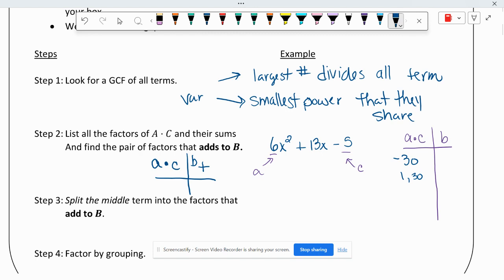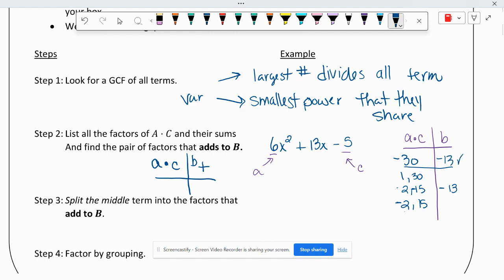I'm just going to list all the positive factors, and then we can decide which one needs to be negative. So 1 times 30 is 30, but when I add those together, I get 31, right? That's not going to work, because I'm looking for a sum of 13. What are some other factors? What about 2 and 15? If I take a positive 2 and a negative 15, what's that going to sum up to? Negative 13. So I really need to take a negative 2 and a positive 15. These two multiplied together give me the negative 30, and when I add them, I get the 13 that I'm looking for.